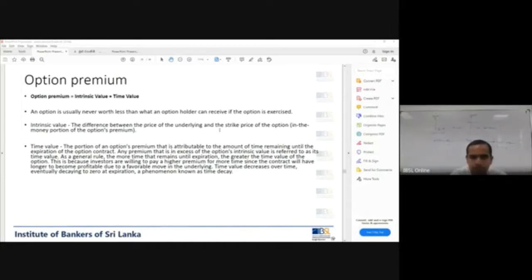As a general rule, the more time that remains until expiry, the greater the time value of the option. This is because investors are willing to pay a higher premium for more time, since the contract will have longer to become profitable due to favorable movements in the underlying. Time value decreases over time, eventually decaying to zero. It's called time decay, right? Remember, option premium has two components: the intrinsic value and the time value.